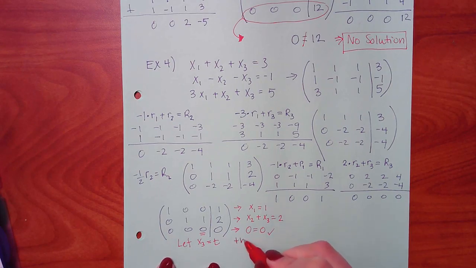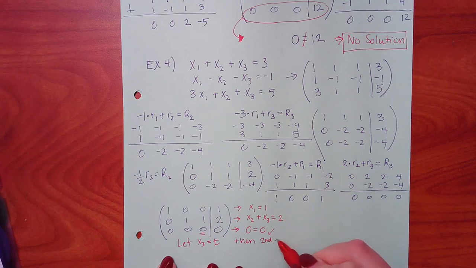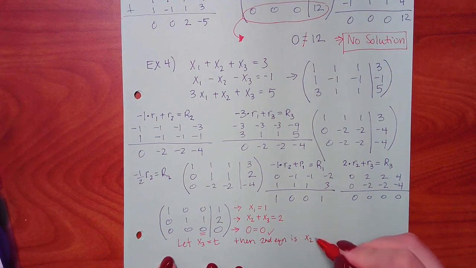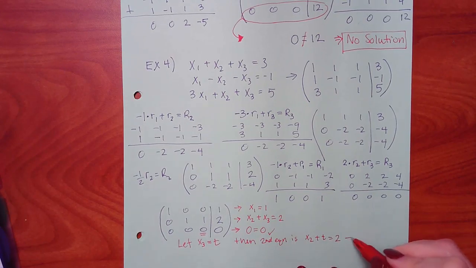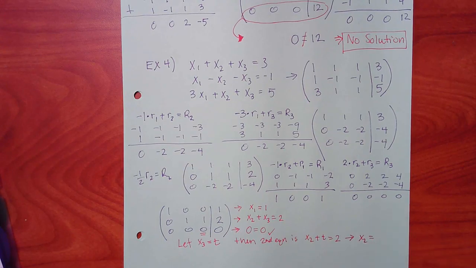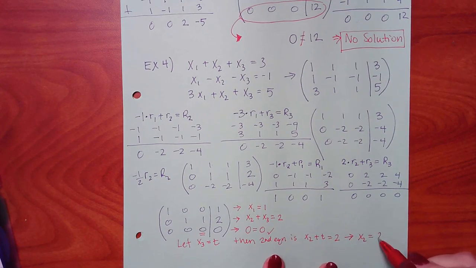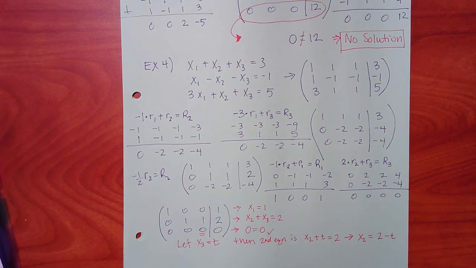Well, then that means that the second equation is now x2 plus t equal to 2. Then what is just x2? Minus the t over. So you get 2 minus t. Now if x1 had some x3s in there and some x2s in there, then you would have to substitute those in there. You would have to put t for all the x3s, and you would have to put 2 minus t for all the x2s, okay? And then you'd have to get the x1 by itself, so you'd have nothing but t's and numbers on the right-hand side. But here, I don't have any x1s or x2s or x3s. So x1 is just 1.